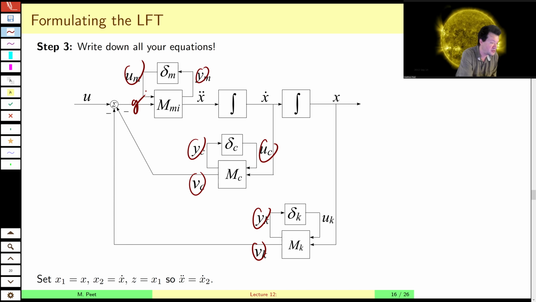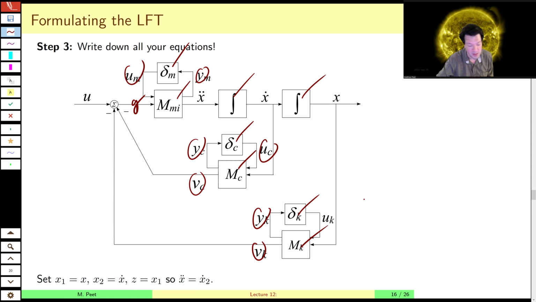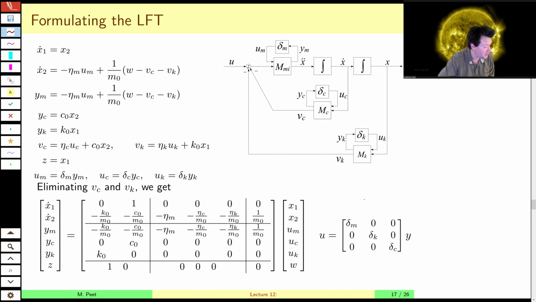We've got a bunch of equations. For every block, we have an equation. So we're going to have 1, 2, 3, 4, 5, 6, 7, 8 equations, right? So we have 8 equations. Where are all those coming from? Well, we actually have one more equation. We have the output equation. So actually 9 equations.